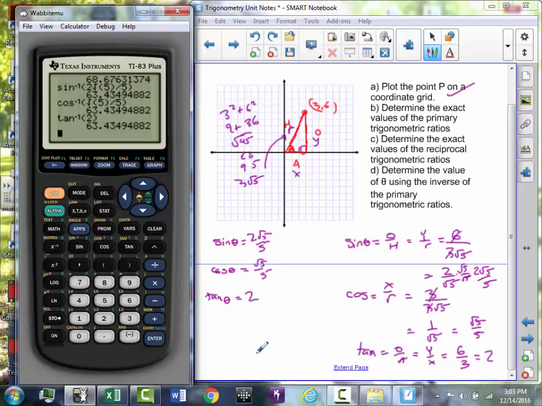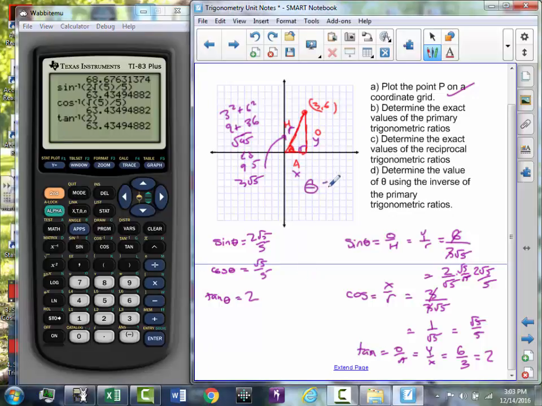Does that make sense? So when I ask you in the question here, determine the value of theta using the inverse of the primary trigonometric ratios, I don't care which one you pick. Although I do have a suggestion for you. Go tan. Just because it's easiest. Because tan is usually going to be a whole number over a whole number, whereas your radius is going to be something gross. So anyways, when you want to find that theta, let's call it 63.4 degrees, give or take.